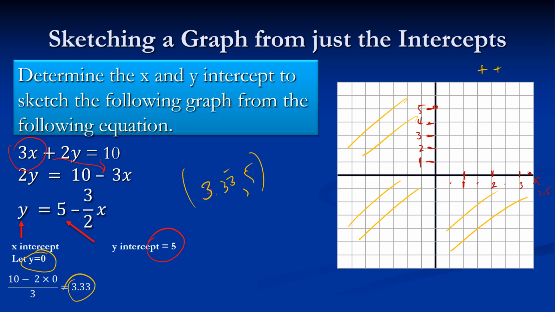And I'm going to try and draw a straight line with my pen, but I'd recommend using a ruler, of course. And there we have our line there for our linear equation.